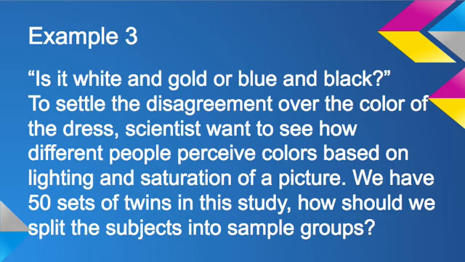So we have 50 sets of twins in this study. I want to know how we should split the subjects into sample groups. And what we would do is we would pair the twins together and then randomly assign twins to be in different sample groups where each is shown a picture with different saturation, one high saturation, one low saturation, and each sample group would be given different stimuli and asked what colors they see and how they perceive certain pictures.